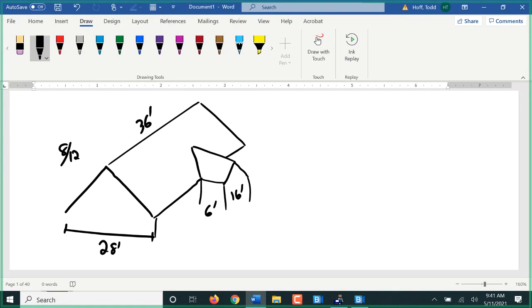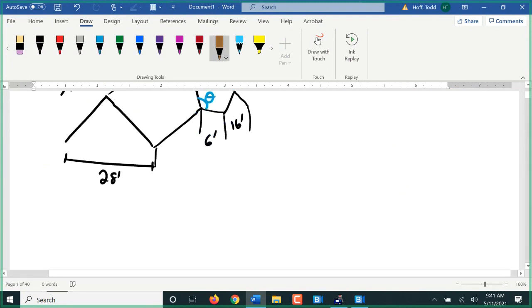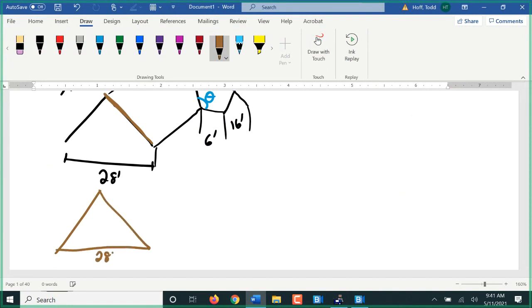And what I would like to find here, I'd like to find L, which is the length of this ridge. I would like to find theta, which is this angle here. And I'd like to find the roof area. So we'll start out by finding the area of the main portion of the roof. And to do that, we're looking at this common rafter again, which is just this length here. So we'll start out looking at that triangle where this is a 28-foot span and there's an 8/12 slope.